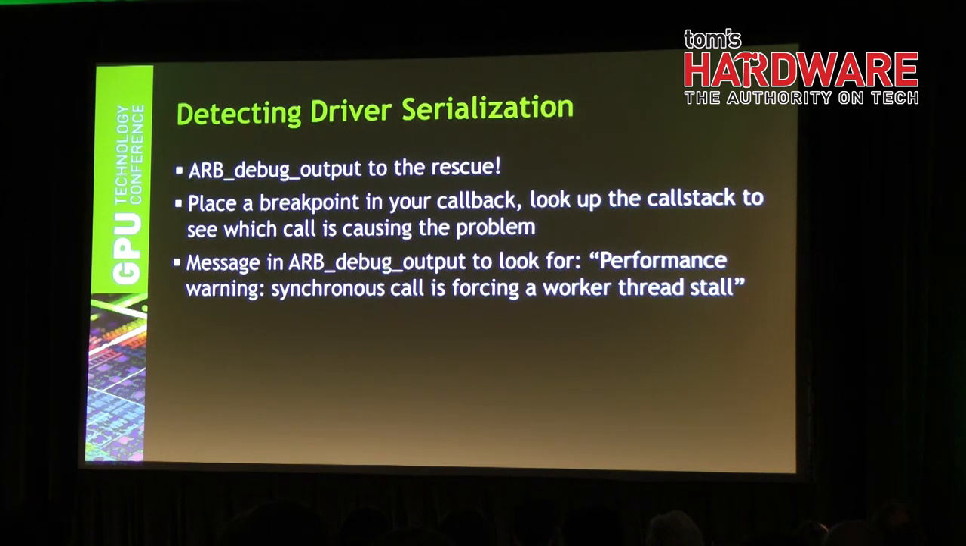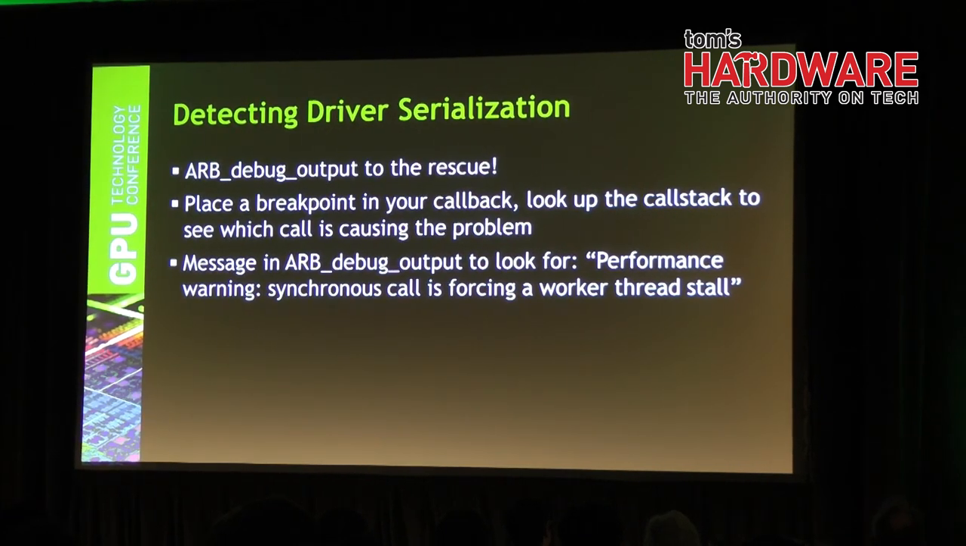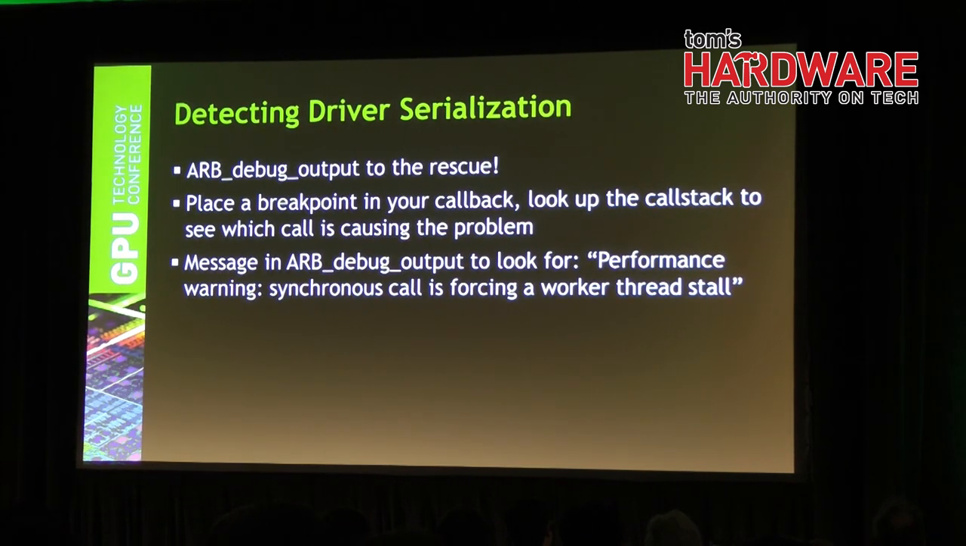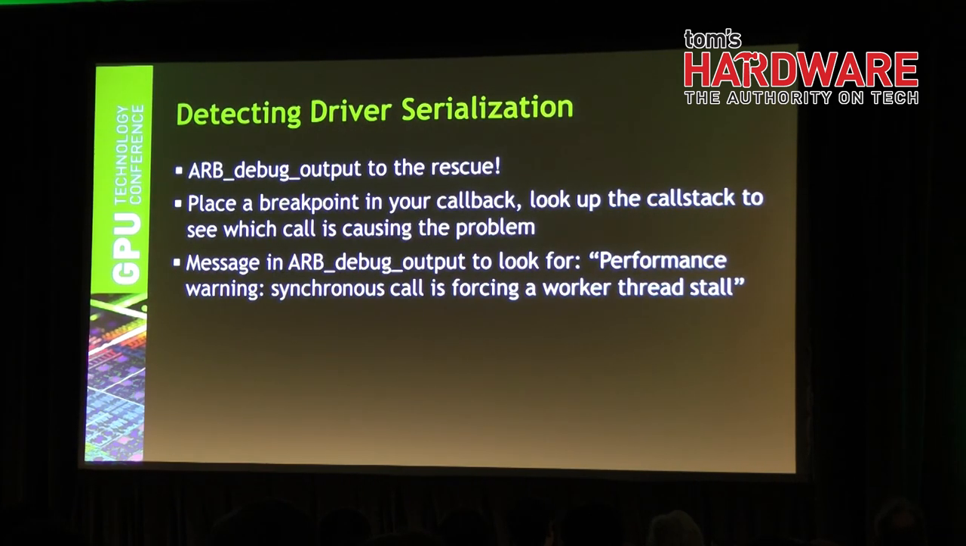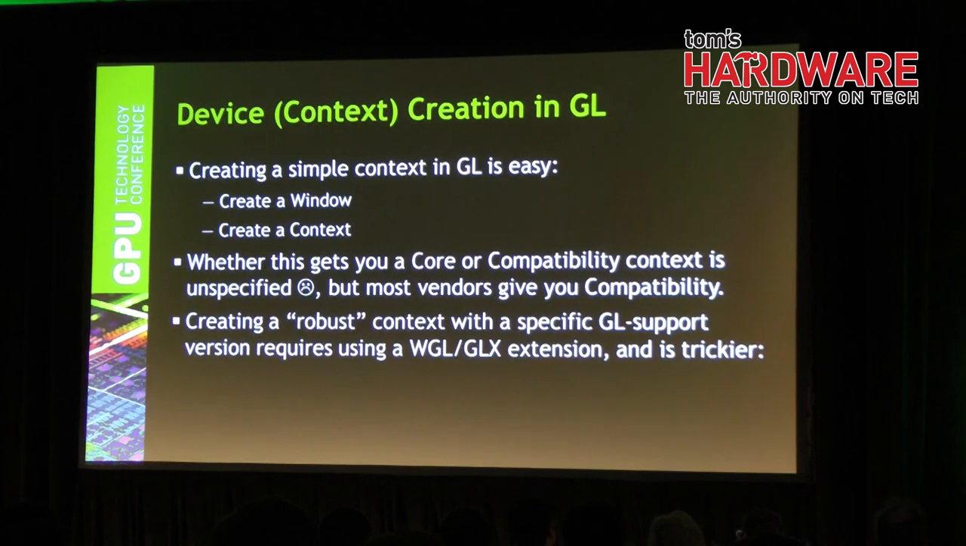Detecting driver serialization, it turns out, is relatively easy. We were hoping to have this checked in before shipping drivers before GTC and GDC, but it hasn't quite made it. But basically, you can place a breakpoint in our debug output looking for a specific message: performance warning, synchronous call is forcing a worker thread stall, and that means you have caused a CPU-GPU sync point. And then with the earlier trick, you can tell our debug output to operate in synchronous mode, so you hit your breakpoint, and then you go look at what the other threads are, and one of the other threads will be in a GL entry point, and you can then tell who's the offending call.